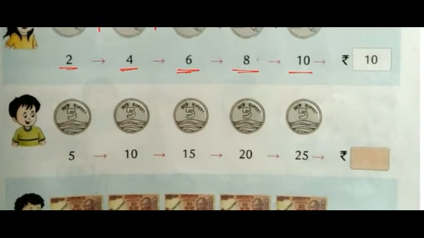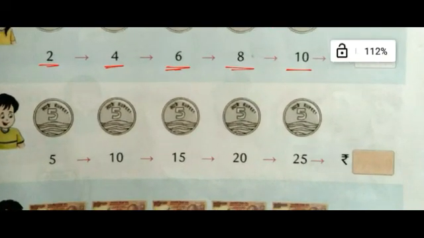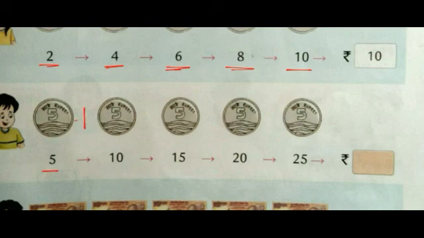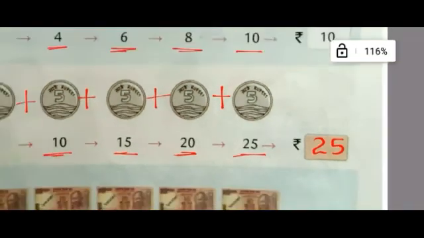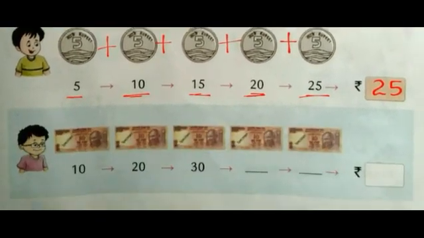Now let's see the next one. 5 plus 5 is equal to 10. 10 plus 5 is equal to 15. 15 plus 5 is equal to 20. And 20 plus 5 is equal to 25. That means this is 25 rupees. Okay. Now, let's do the next one.